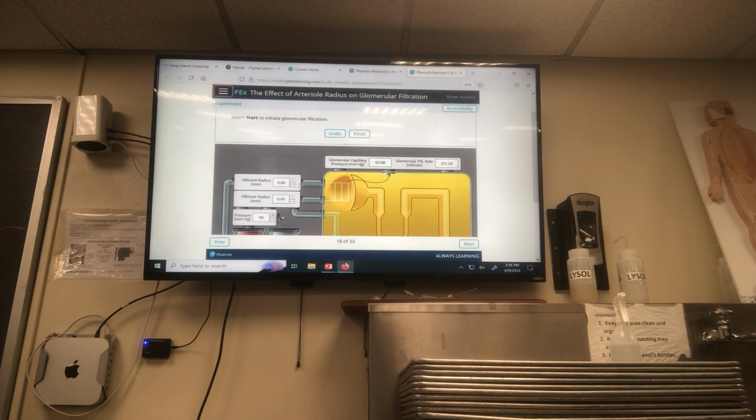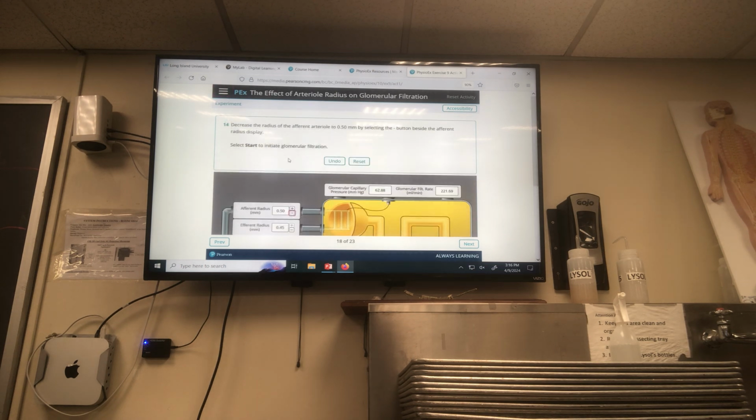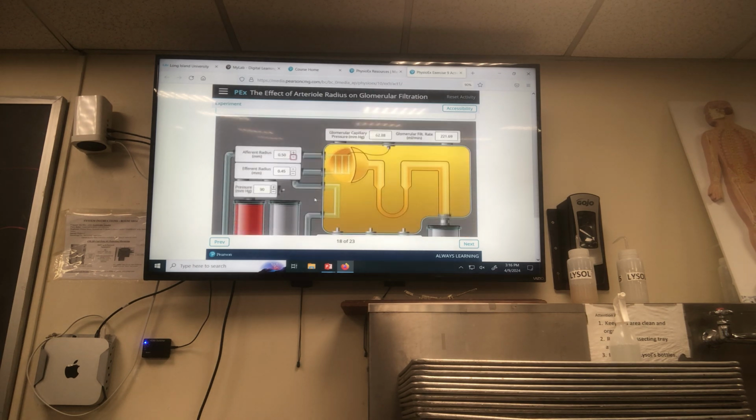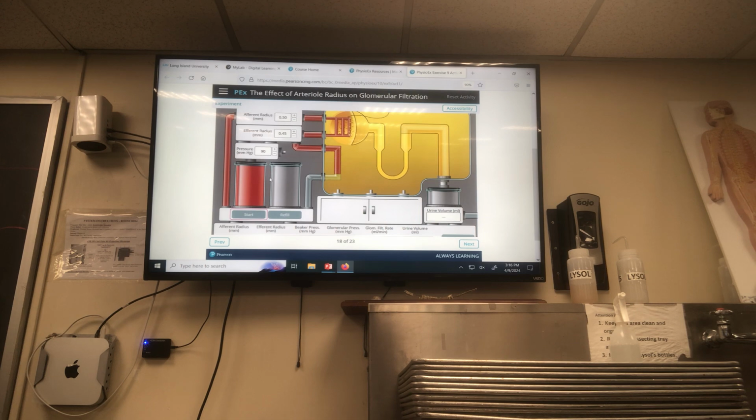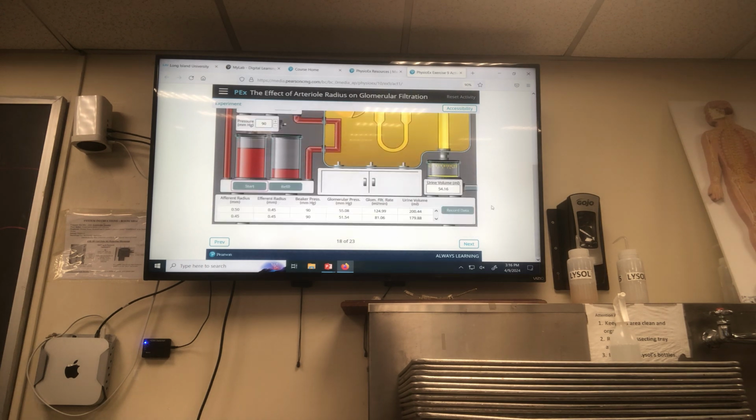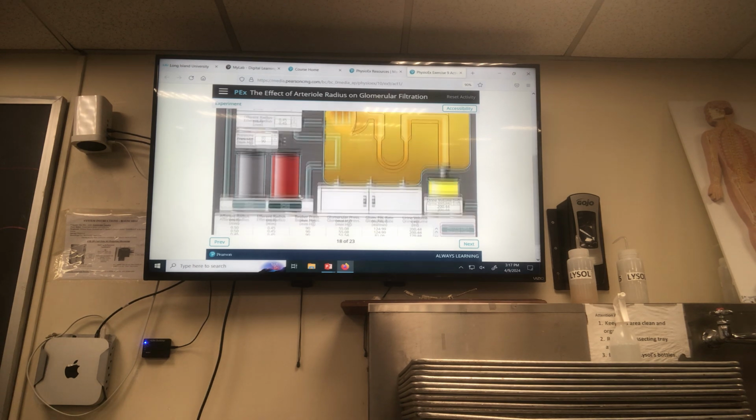Set the radius of the afferent arteriole to 0.5. So now let's go up to afferent, make it 0.5. And let's click on start to get baseline control values. So now we're going to start with 0.5. Record data. Okay, so we have recorded our baseline.